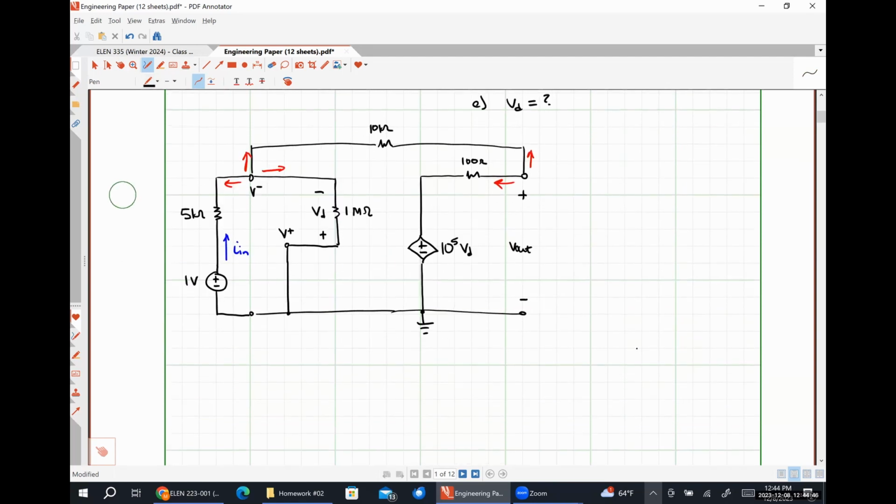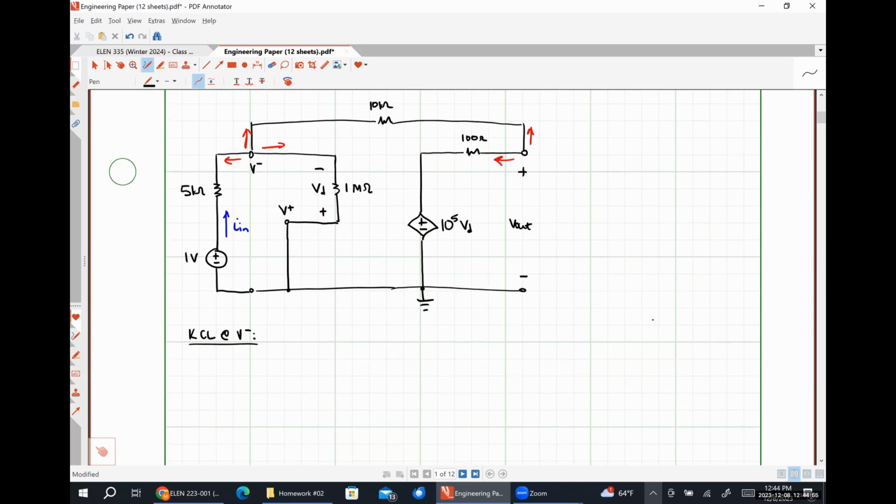So for KCL at the inverting input node, that's going to look like (V minus minus 1 volt) divided by 5 kiloohms, plus V minus divided by 1 mega ohm, plus (V minus minus V out) over 10 kiloohms, is equal to 0.